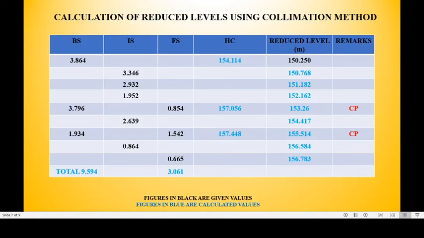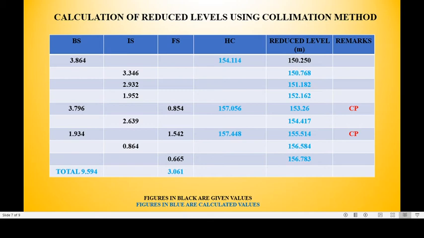Now we need to calculate the reduced levels using the collimation method. We have again tabulated the readings as BS, IS, FS respectively, and here again one reduced level is given, 150.250. We are using different methods for finding out reduced levels on the same question. So the tabulated values are the same, just a new method has been applied for calculating the reduced level. So the first reduced level at the starting station is 150.250.